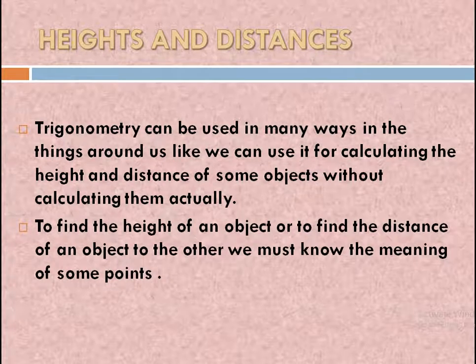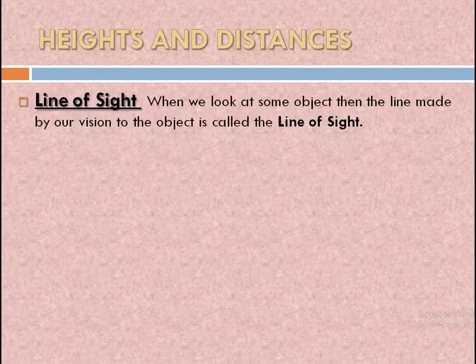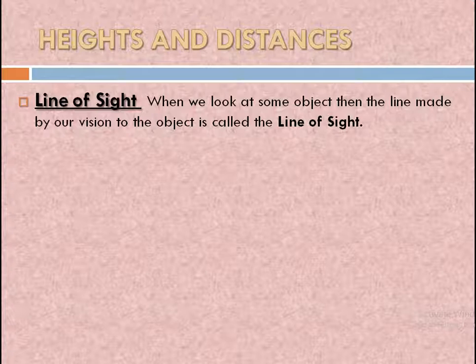To find the height of an object or the distance from one object to another, we must know the meaning of some terms. Okay students, let's see. First we have to know line of sight. What is line of sight? Here it is. When we look at some object, the line made by our vision to the object is called the line of sight.